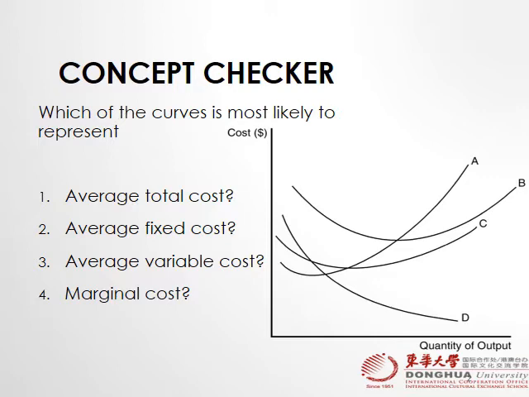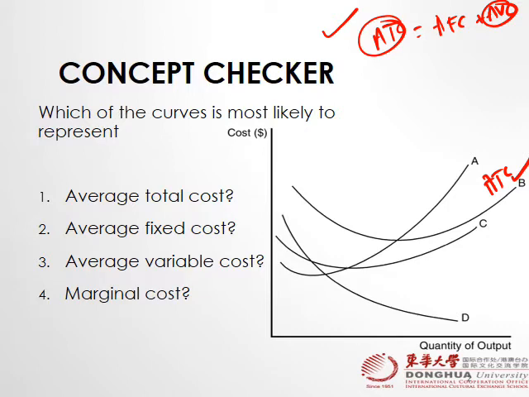So you can see that the U-shaped curve is similar to P and C, but remember, the average total cost is equal to average fixed cost plus average variable cost. So the formula says that average total cost will be bigger than average variable cost. So B is average total cost, right?